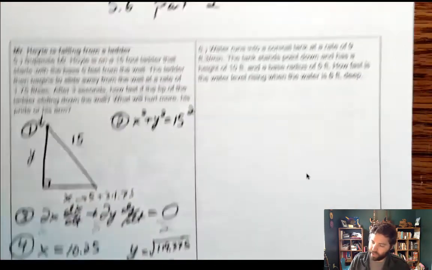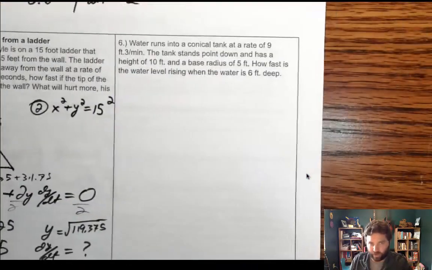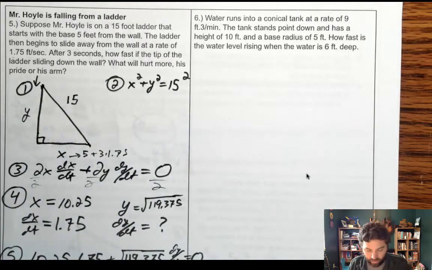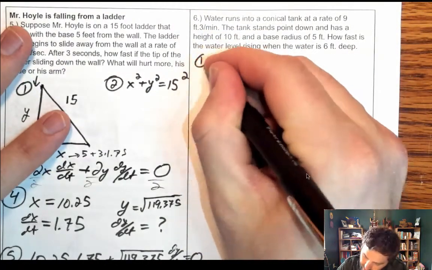Let's go on to the last question, which is the conical tank problem. This is just a classic calculus problem, and it's a little bit more involved than the ones that we've done up until now. Water runs into a conical tank at a rate of 9 cubic feet per minute. The tank stands point down and has a height of 10 feet and a base radius of 5 feet. How fast is the water level rising when the water is 6 feet deep? So let's sketch this out. We have a conical tank.